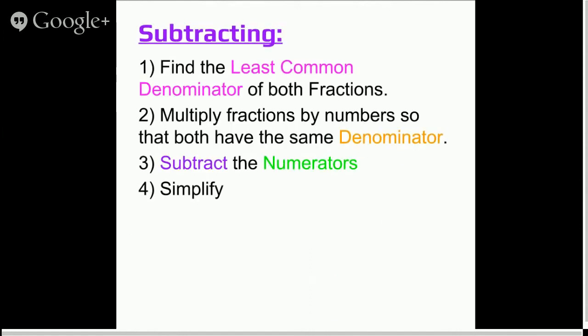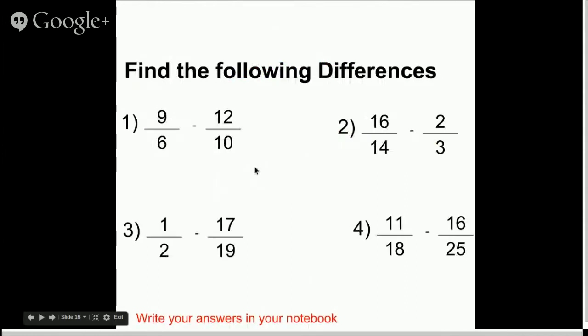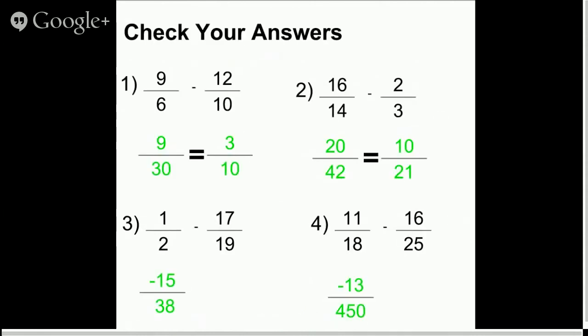Subtracting, you do the same thing, but instead you subtract the numerators. Try these on your own. Go ahead and pause it. All right, here are the correct answers. 9 over 30, which is the same as 3/10. Okay, so these are the answers to these. Hope it makes sense. If it doesn't, please ask for help.